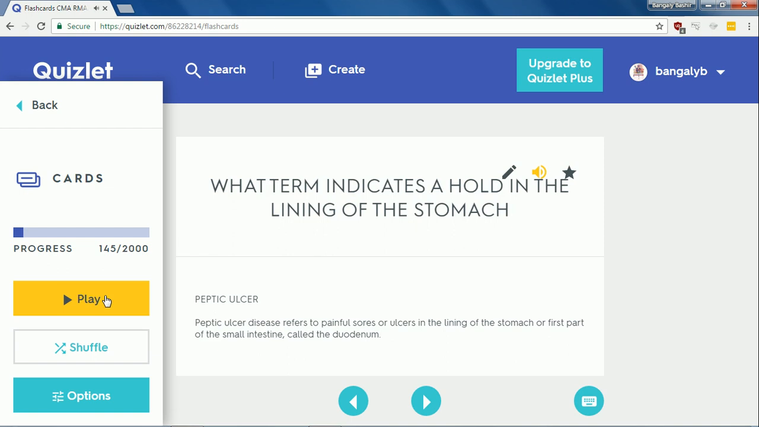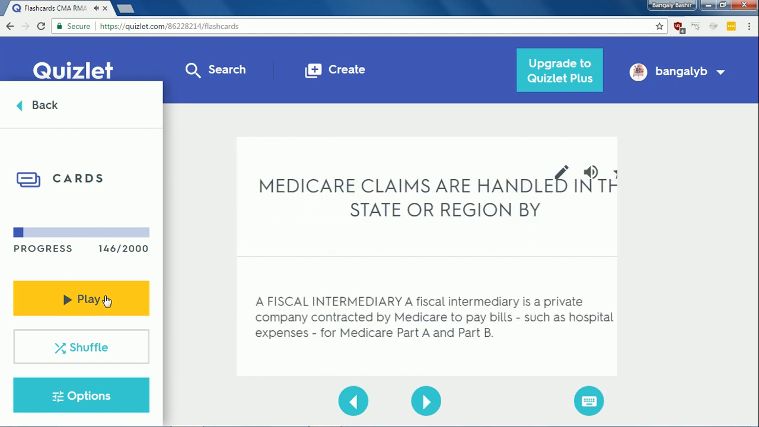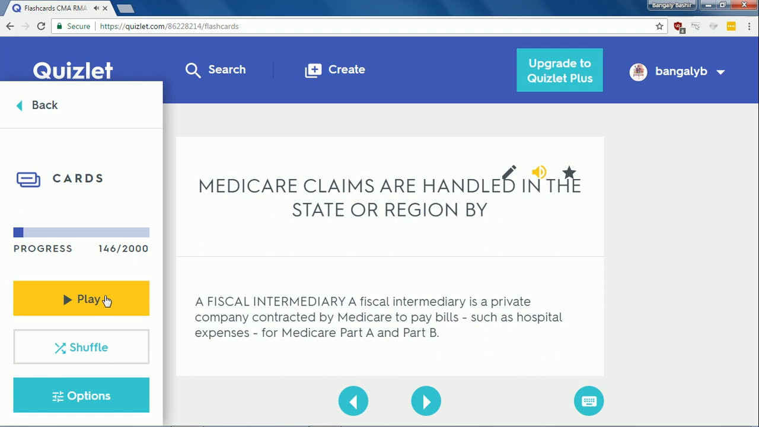What term indicates a hole in the lining of the stomach? Peptic ulcer. Peptic ulcer disease refers to painful sores or ulcers in the lining of the stomach or first part of the small intestine, called the duodenum. Medicare claims are handled in the state or region by a fiscal intermediary. A fiscal intermediary is a private company contracted by Medicare to pay bills, such as hospital expenses, for Medicare Part A and Part B.